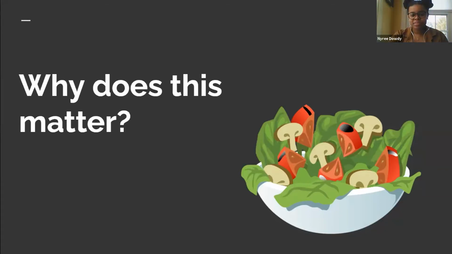So I would argue that by having only one representation or one perspective in museums, it's like having a salad with only lettuce or only mushrooms. I think you can do that, but it probably wouldn't be as good as it would be if you had all of these perspectives coming together. So essentially, this matters in that it is giving us a wider, fuller picture of history, and it's highlighting the contributions of marginalized groups, in this particular case, the Black community.